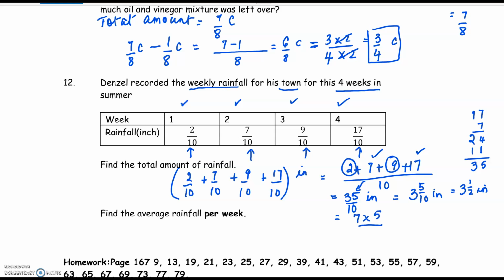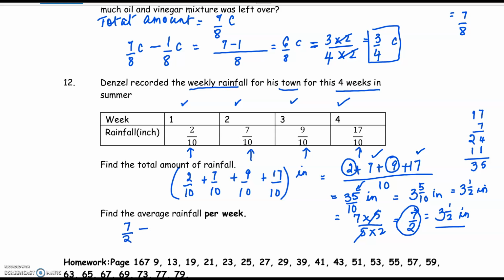Or another way of doing this is reducing it completely. 7 times 5 is 35. 5 times 2 is 10. Cancelling the common factors and figuring out 7 halves. 2 goes 3 times into 7, leaving a remainder of 1. So 3.5 inch. So this is equal to 3.5 inches. Or we can think of it as 7 halves. Now the total amount of rainfall is 7/2 inches.